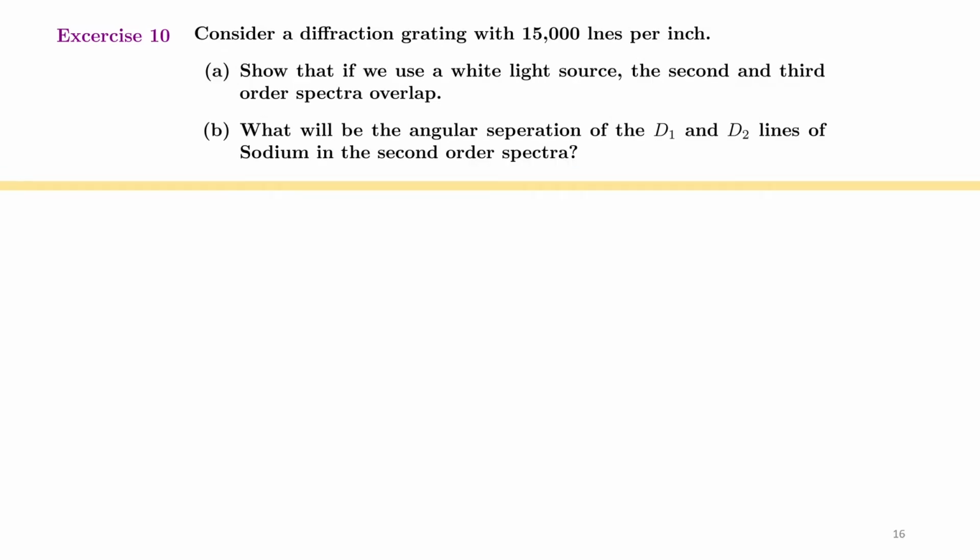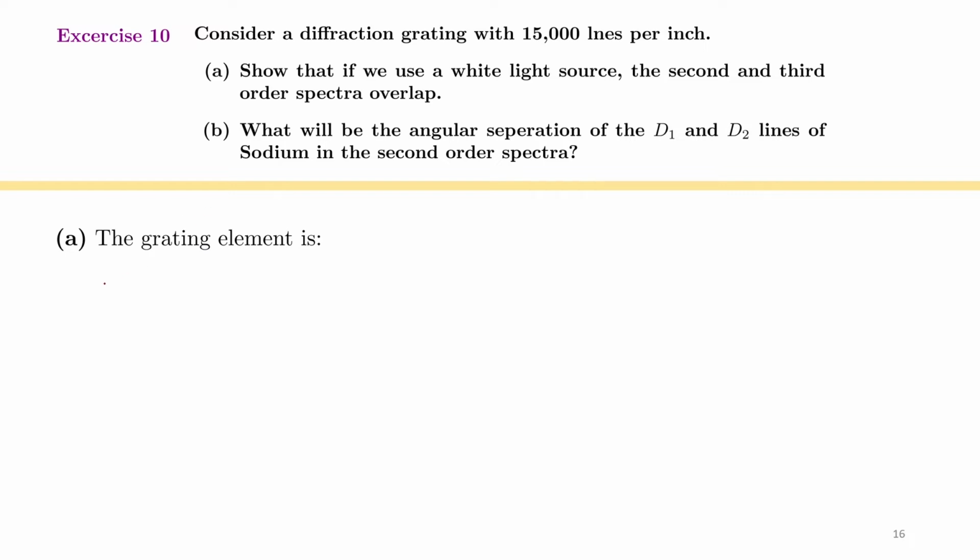Exercise 10. Consider a diffraction grating with 15,000 lines per inch. Show that if we use a white light source, the second and third order spectra overlap. What will be the angular separation of the D1 and D2 lines of sodium in the second order spectra? Let's try to do the first part.